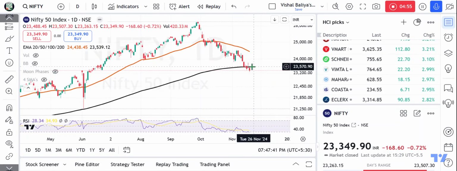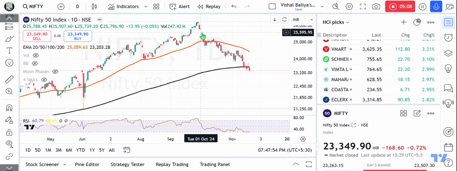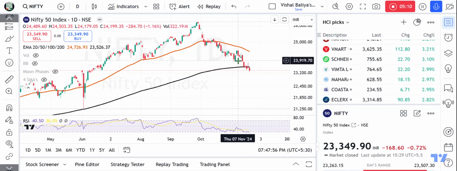So this line was a resistance. From here on, right? From here on, this line was a resistance, say from October onwards, and that coincides with the big selling in FII. And now it seems that father is also angry.